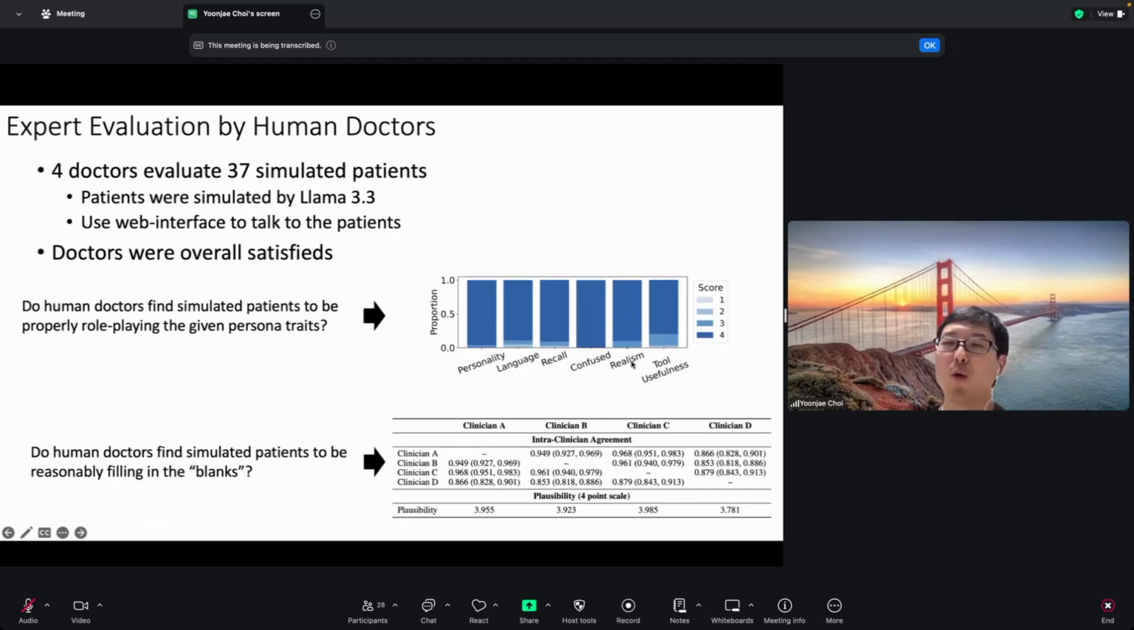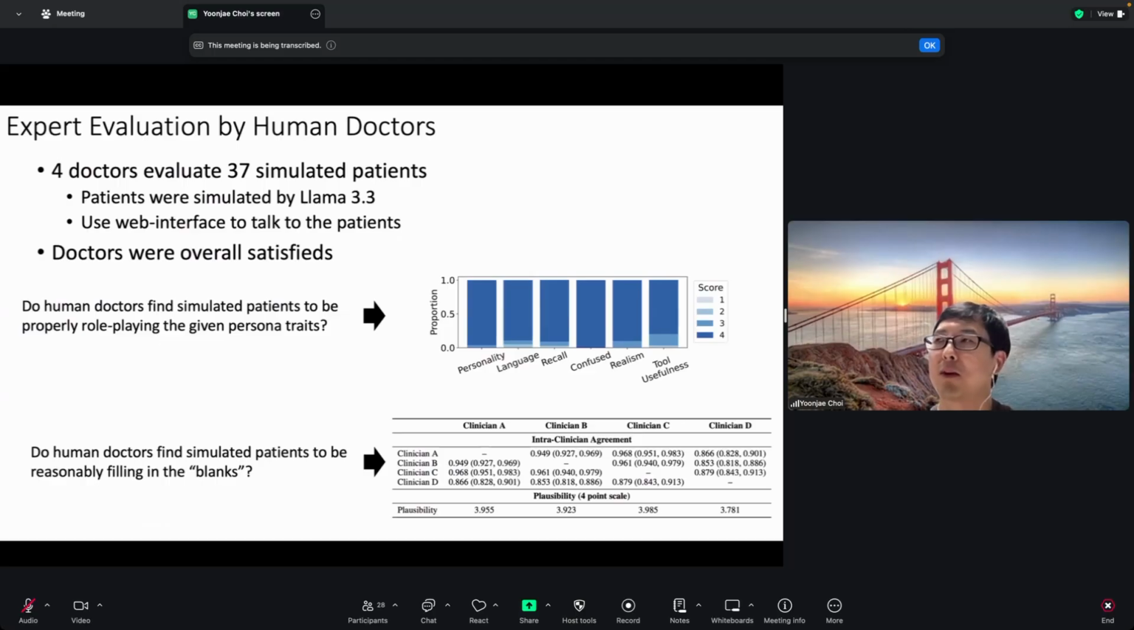Also, the overall realism. Are these virtual patients realistic enough so that they behave like the actual patients that they encountered in the actual ED? So that was the question. And the final question is, do you think this will be useful as educational material in medical school?